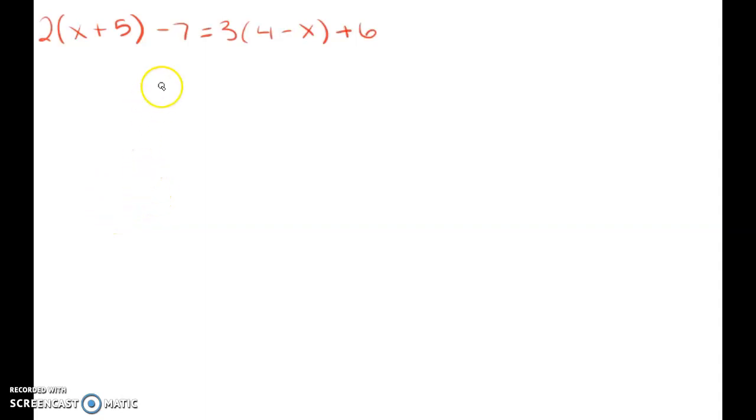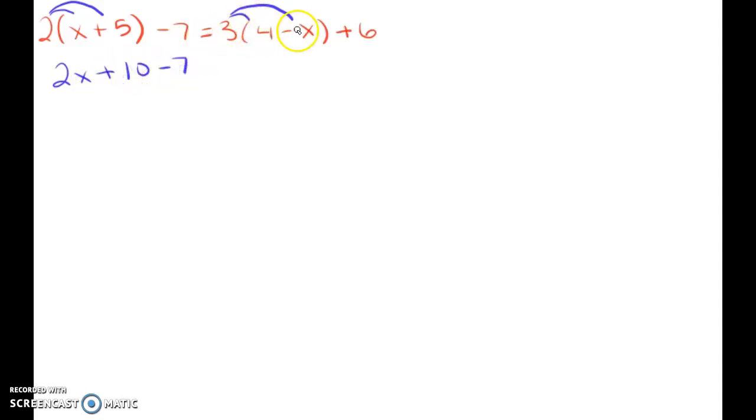Okay, so we are solving equations with parentheses. So what we're going to want to do first to solve this equation is distribute. We're going to distribute the 2, and we're going to distribute the 3. So now we're going to multiply 2 by x and 5. So we're going to get 2x plus 10 minus 7.